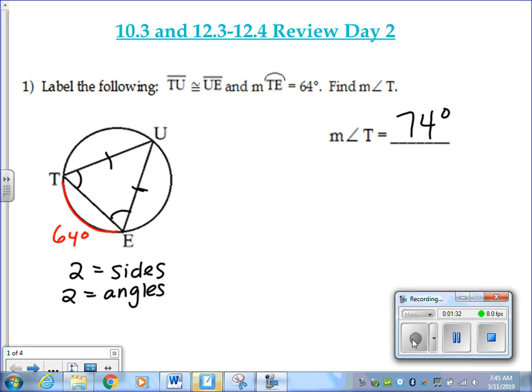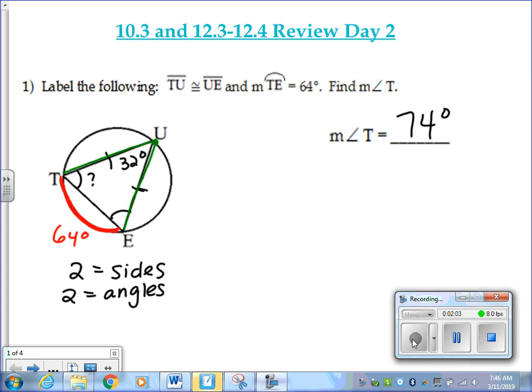All right, but we've been given an arc, TE. So let's talk about that third angle, U. Angle U is an inscribed angle because its vertex is on the edge of the circle, and you'll notice it is opening up to arc TE. So in order to get the measure of angle U, you're going to take half of TE. Half of 64 is going to be 32.